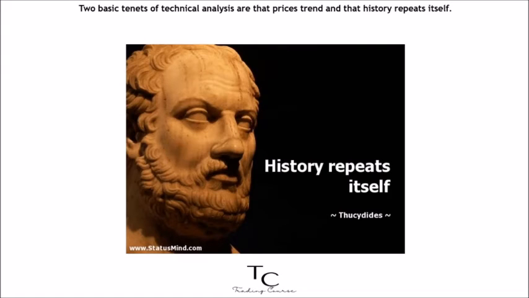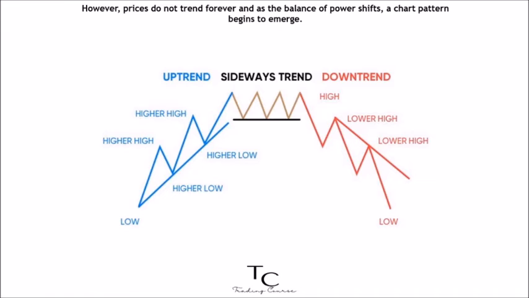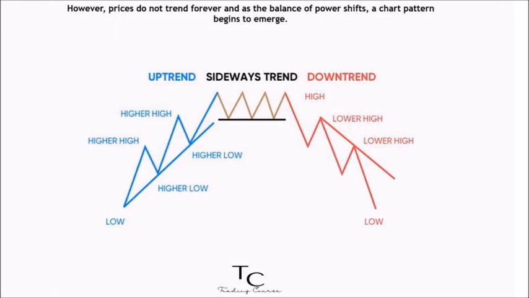Two basic tenets of technical analysis are that prices trend and that history repeats itself. An uptrend indicates that the forces of demand, bulls, are in control, while a downtrend indicates that the forces of supply, bears, are in control. However, prices do not trend forever, and as the balance of power shifts, a chart pattern begins to emerge.